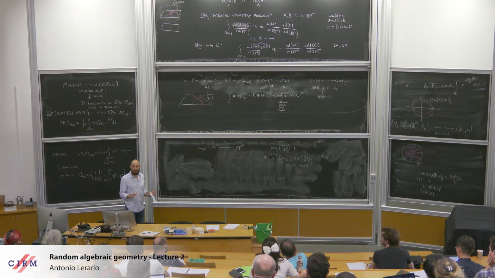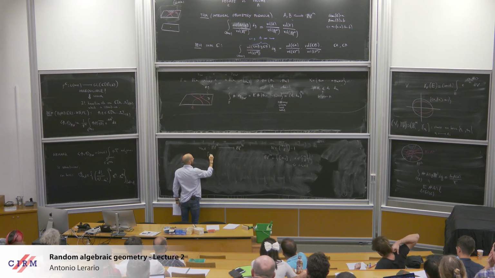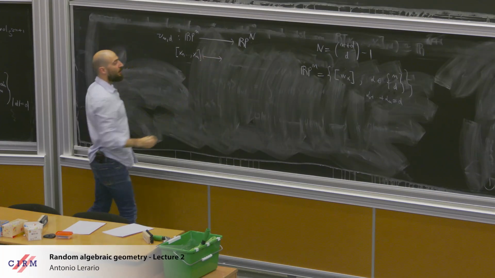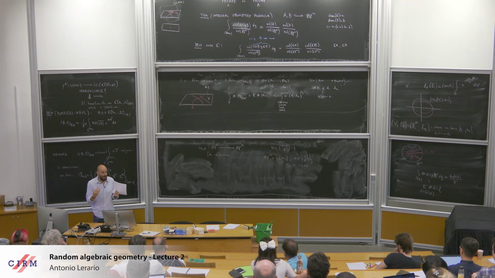Now, usually when you do the Veronese map, you would take x0, ..., xn, and you would send it to the evaluation of all possible monomials of degree d. Okay, this is a version of the Kodaira embedding.